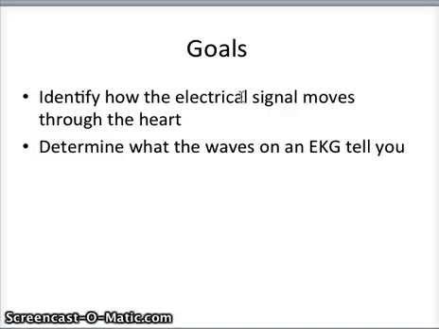So there's three different waves, the P, QRS, and the T wave, and you're going to have to tell what each one is. And you're also going to have to figure out what the pulse is by looking at the EKG and if anything's wrong. Alright.